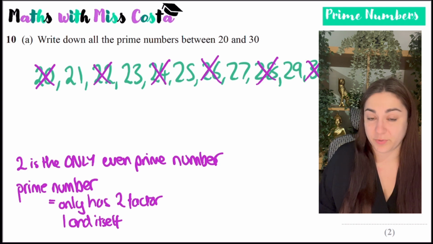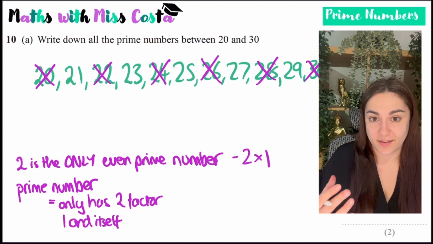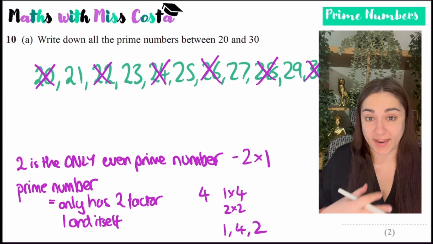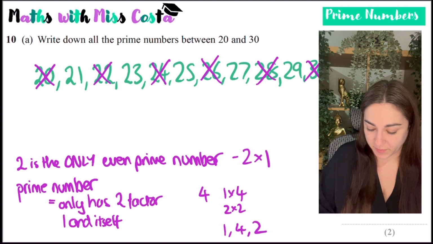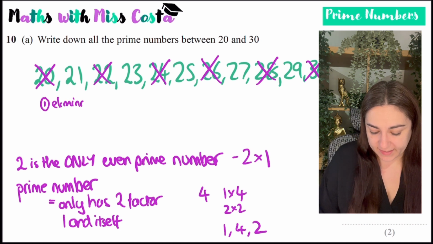And 2 is the only even prime number because it only has 2 factors, 1 times 2. Any other even number, like for instance 4, I could say that's 1 times 4, but also 2 times 2. So it has 3 factors. And that's why any other even number is not going to be a prime number, because it's divisible by 2. So start by eliminating even numbers.